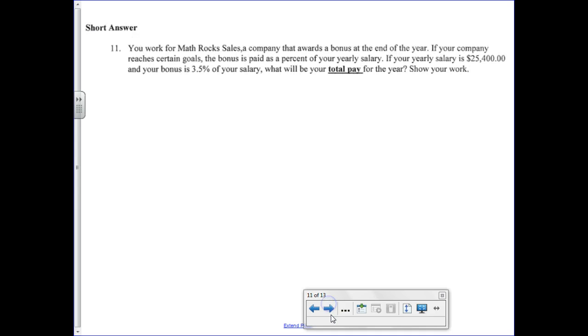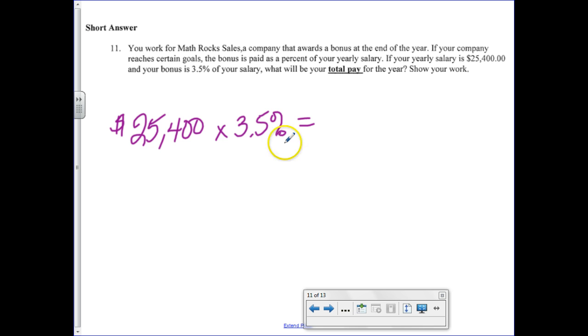Last two problems. Number 11. Read through the problem first, and again, pause the video if you need to do that. Our yearly salary right now is $25,400. Okay? I'm going to get a bonus of 3.5%. So the first thing you need to do is write this down and figure out what your bonus is. This is money, and when you calculate that, I see we get something like $889.